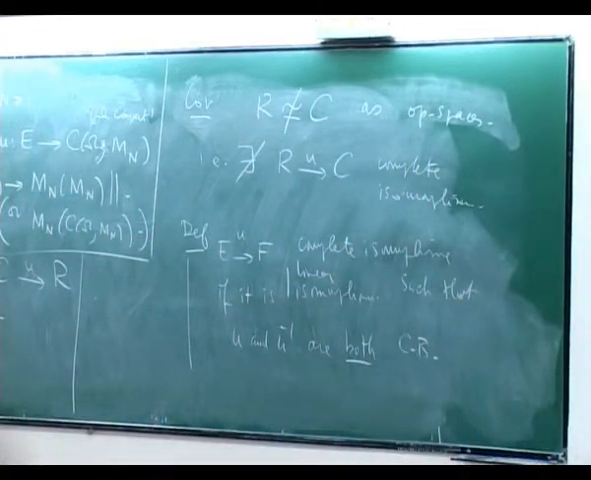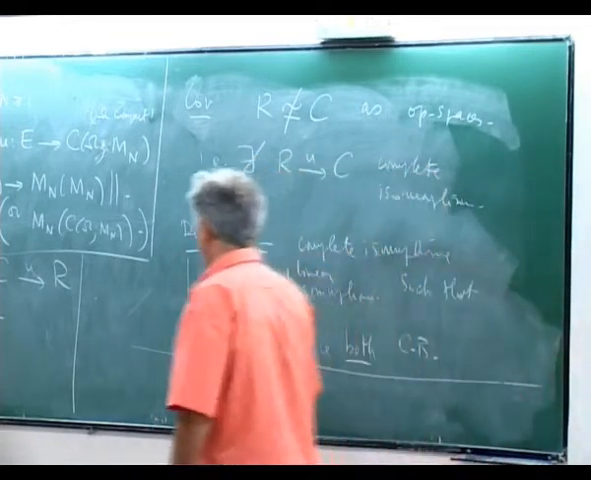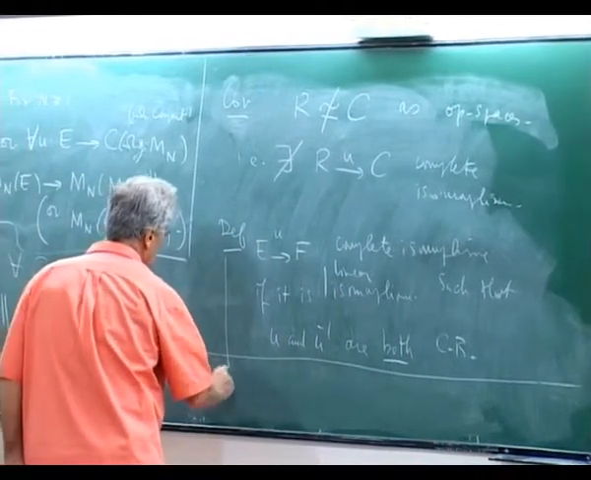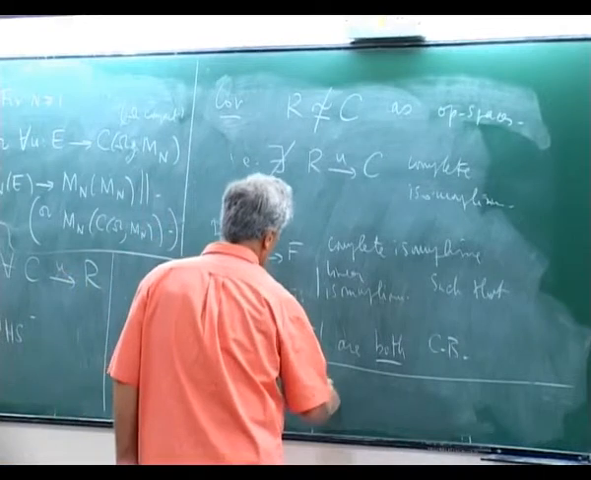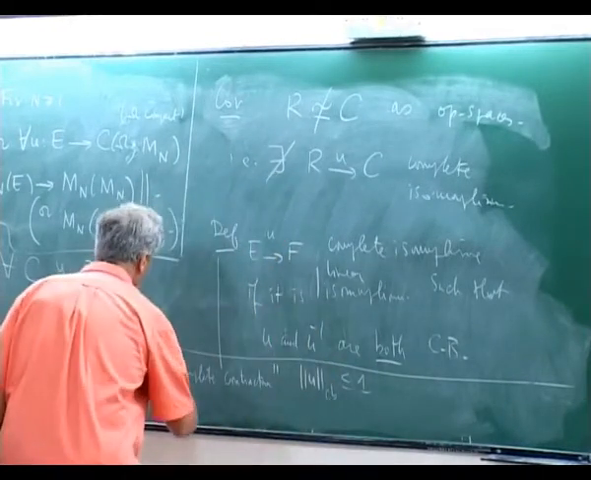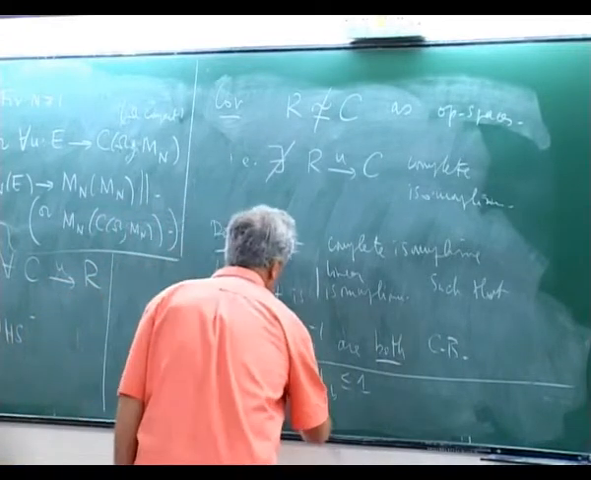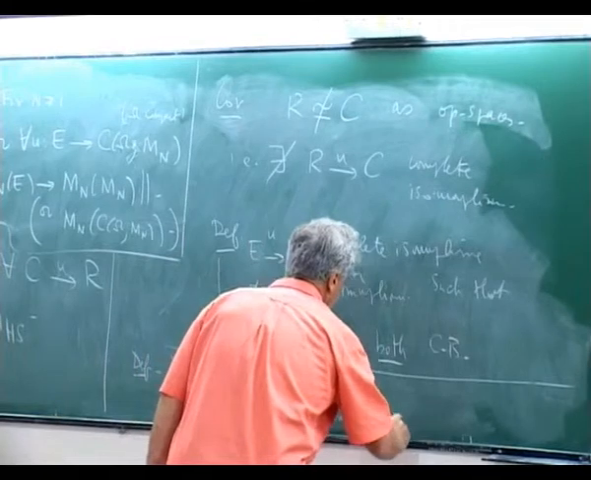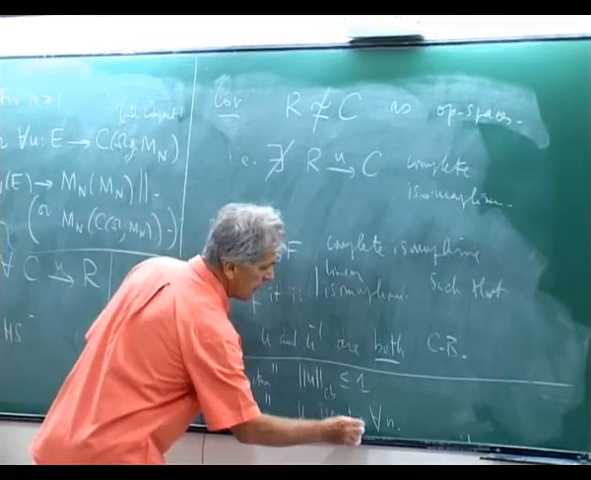There is a notion also that I didn't mention yet, of complete isometry. So a linear map between operator spaces is called a complete contraction if its CB norm is less or equal to 1, and a complete isometry means that the map U_n is an isometry for all n. So this is a map which is isometric, but also at the level of matrices.